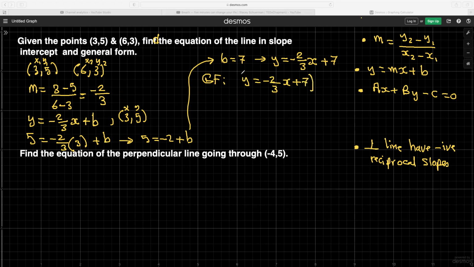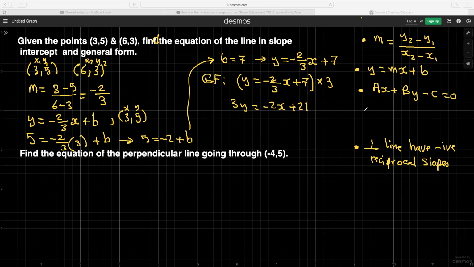First of all, as I said, we cannot have fractions, so I'm going to multiply this whole equation by 3, which is going to give me 3y equals -2x plus 21. Again, when you multiply 3 into -2/3, you just cancel the 3's and you get -2x plus 21. Now, the second condition is we cannot have a negative coefficient for x.